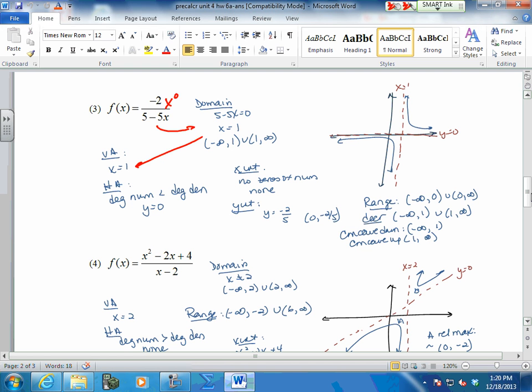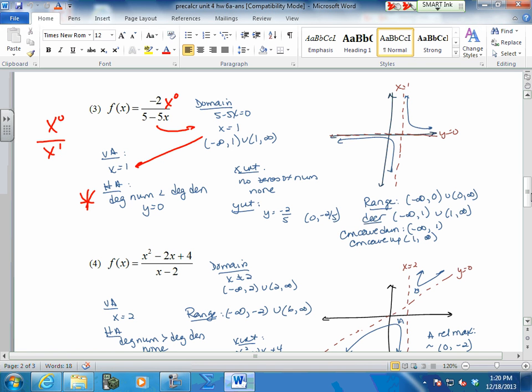Isn't x to the 0 equal to 1? So I technically have x to the 0 over x to the 1. My degree in my numerator is less than the degree in the denominator. It's right here in the middle. You have to follow this. This one says you automatically get the x-axis, y is equal to 0. You automatically get this asymptote. If you have a horizontal, you do not have a slant.